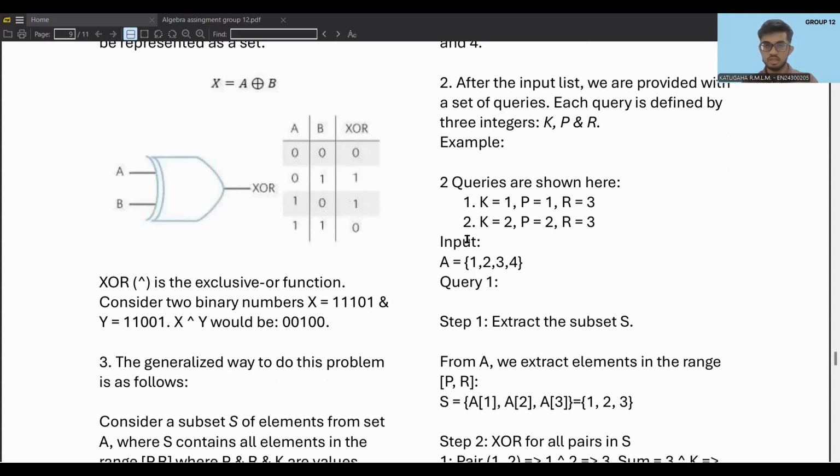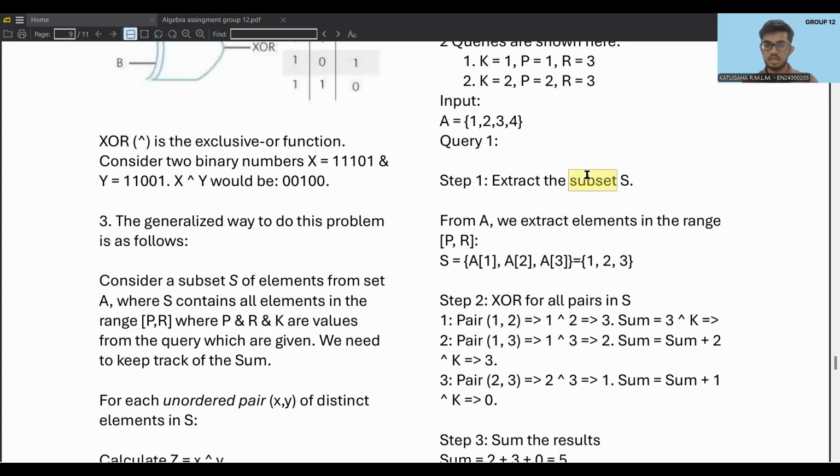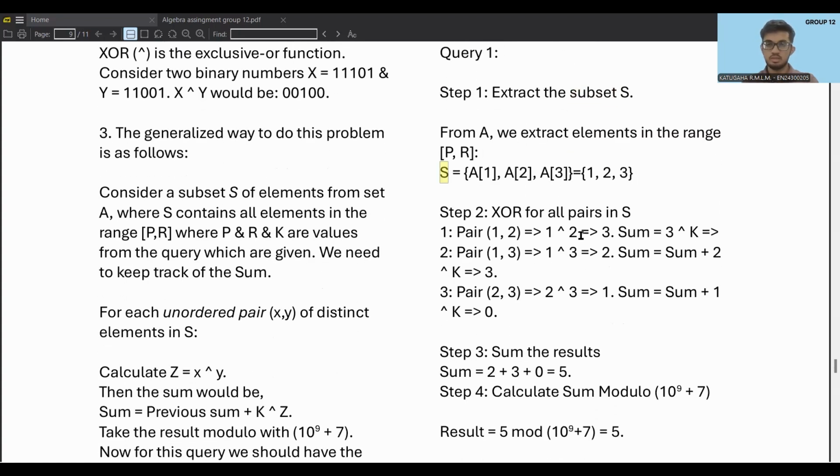Now let's go through an example. Here we have our query. Here we have the input set. Step 1 is to extract the subset S. Step 2 is to use the exclusive OR function on all pairs in S. For example, for this pair, we need to follow these steps to arrive at the final result, which is 3.